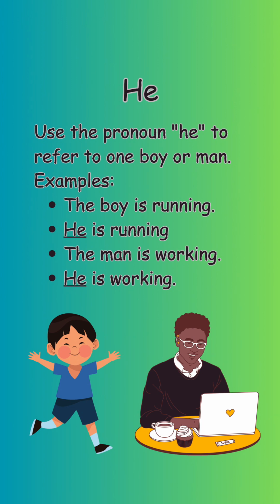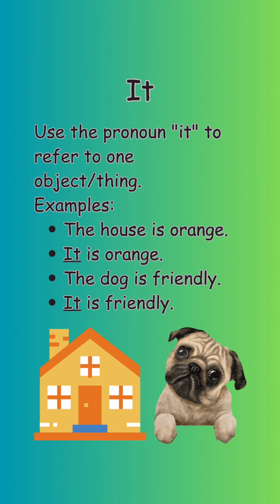He is working. It. Use the pronoun it to refer to one object or thing. Examples: the house is orange. It is orange. The dog is friendly.